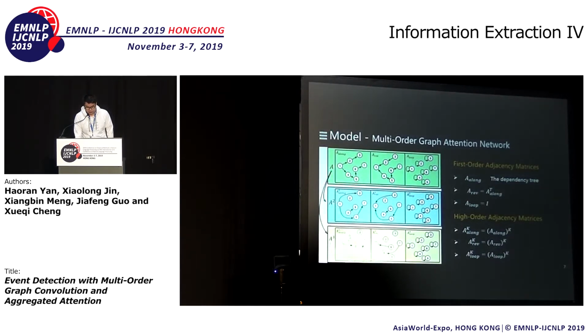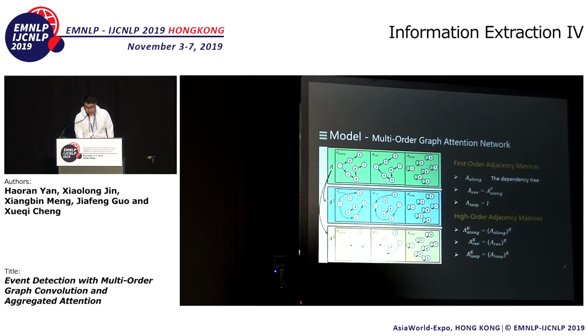Then we introduce the multi-order graph attention network module. We transform the dependency tree into a first-order dependency graph, which is the green rectangle. It contains 3 subgraphs. A_along is an n by n adjacency matrix, which saves the dependency edges of the dependency tree. A_rev saves the reverse edges of the dependency tree, so it is the transpose of A_along. A_loop saves the self-loop edge for each word, so it is the identity matrix.